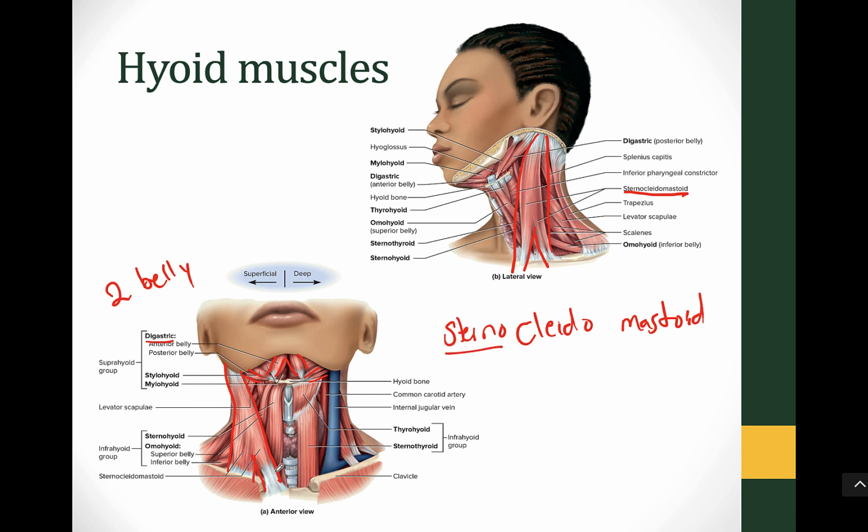So sterno, that's talking about here, where it inserts on the sternum. Cleido means clavicle, so that's talking about here, where it inserts on the clavicle. So this muscle has two insertions. And then mastoid is talking about up here, where it originates on the mastoid process, right? That kind of large bulby process of the skull.